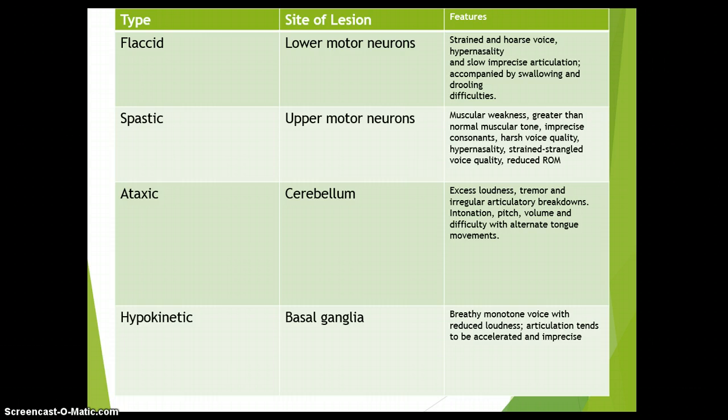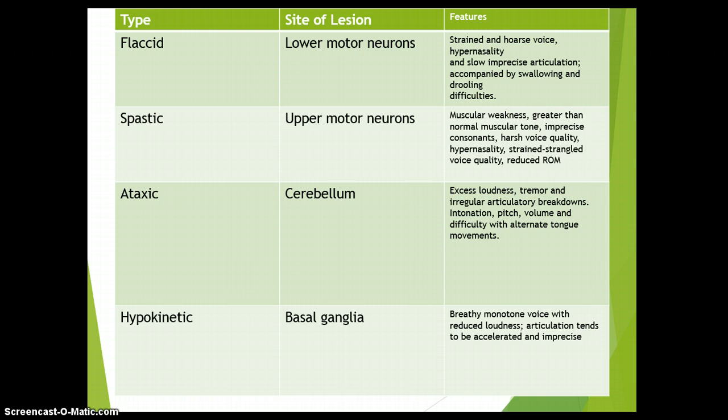The third one is ataxic dysarthria. The site of lesion is in the cerebellum. Some of its features are excess loudness, tremor, and irregular articulatory breakdowns. Intonation, pitch, volume, and difficulty with alternate tongue movements can also be seen.